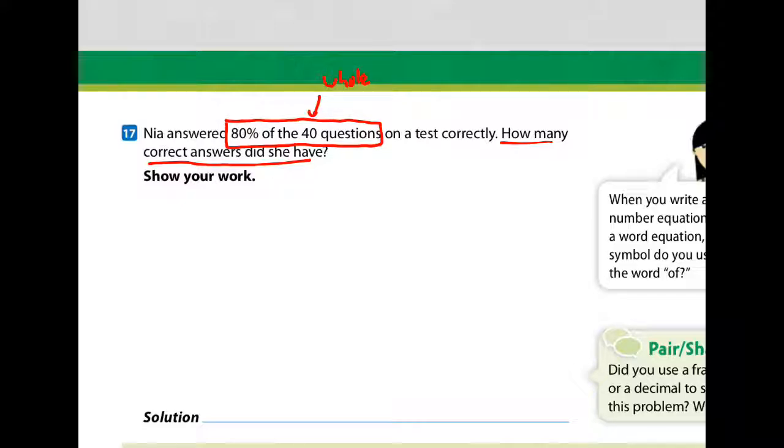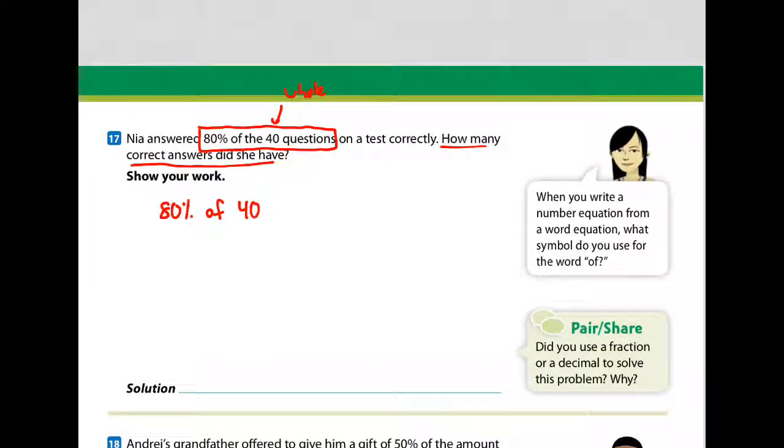Now, different things you could do. You can write 80% of the 40 questions as a math problem. I'm not going to give you too many hints yet. We did this a couple lessons ago. Or you can do a ratio table.